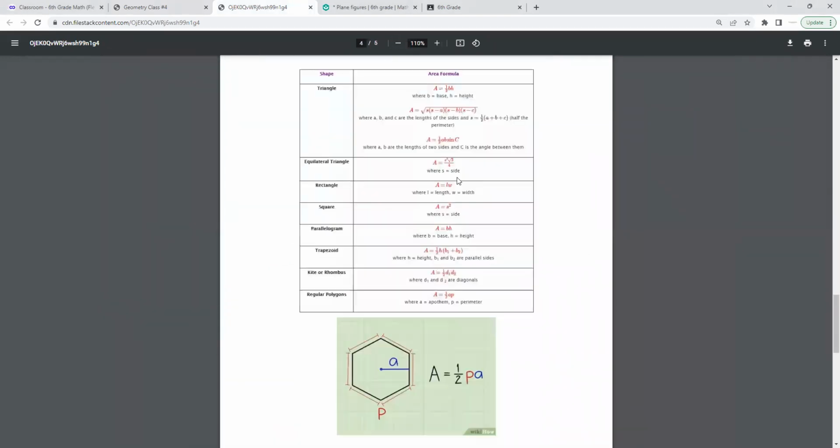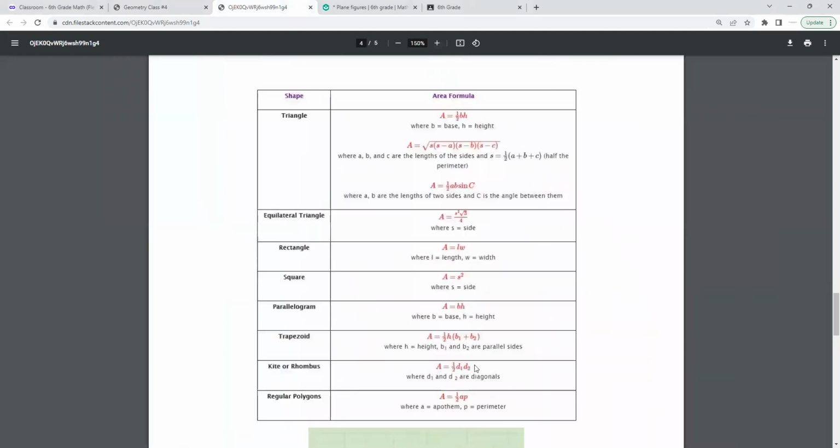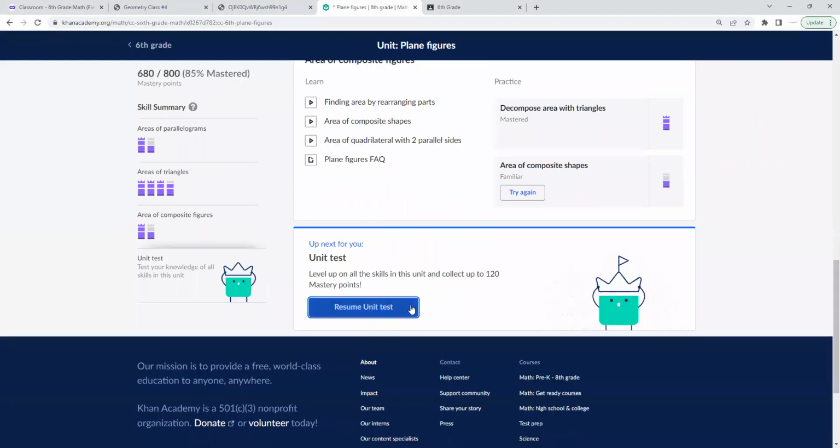To find the area of a parallelogram, you're going to just do base times height. Same thing with rhombuses. And here are the formulas for other shapes, but they're always easy to find. You can always just look on the guide or look them up online. So the formulas will always be given.